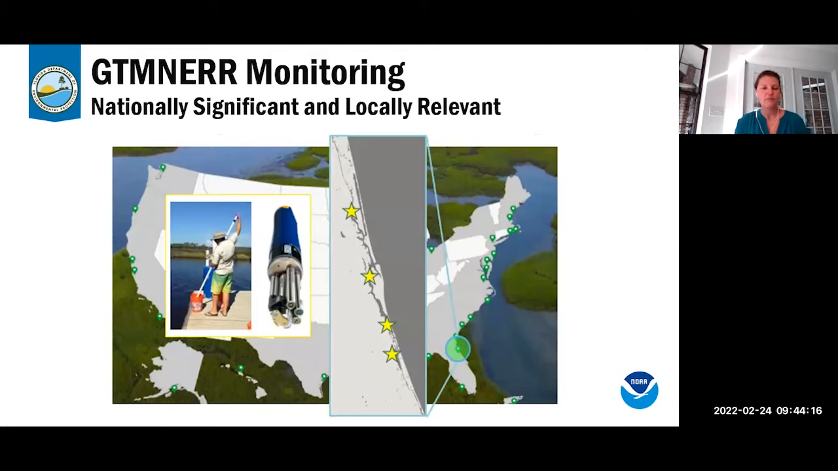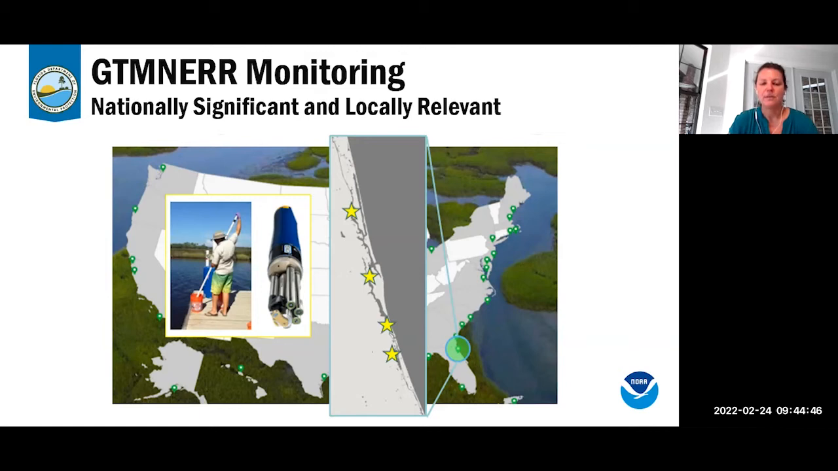So in terms of what we do at the GTM for monitoring, as Heidi really well laid out for you, we're part of this national program, 30 reserves around the country. We all monitor water quality the same way. We have standardized protocols. And at GTM, we've been monitoring these 4 fixed sites, we are in our 20th year of monitoring. And at each of these sites, we're collecting 15-minute data on things like temperature, salinity, oxygen, pH.